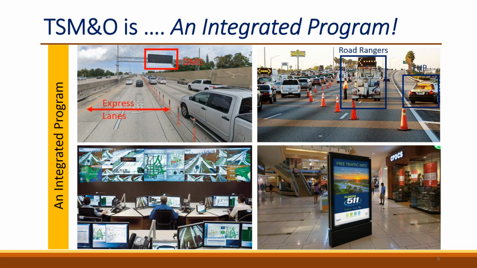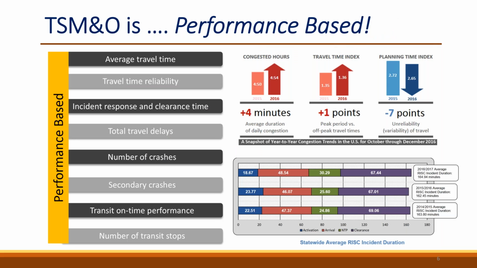On the bottom left, we have the TMCs, RTMCs, the Regional Transportation Management Centers, and we also have the Traveler Information Systems, 511, which also helps with alleviating traffic congestion. And one of the good things about TSMO strategies is that it is performance-based.